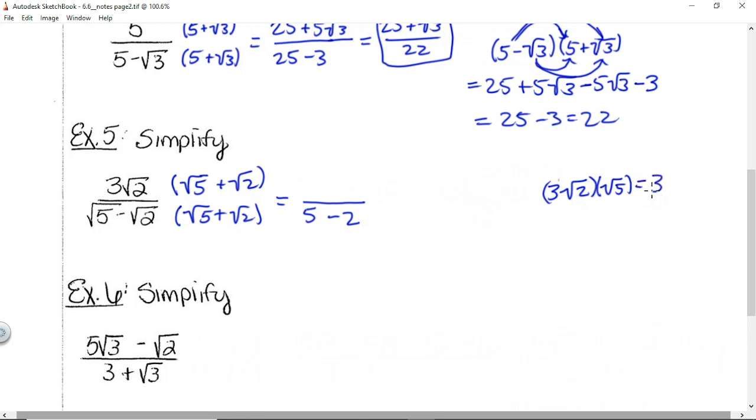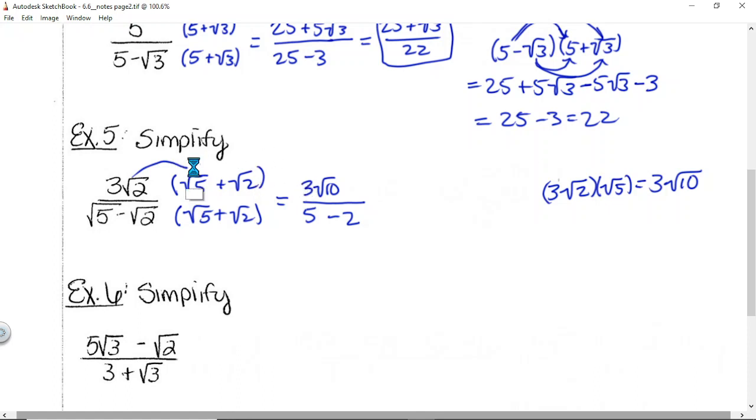Well, the 3 out front has nothing to multiply by it, right? It's the only number outside, so it just stays there. Inside, you just take the 2 times the 5 and get 10. Okay, so that's all there is to that. So that goes here. 3 times the square root of 10. That's that from that first distributing, that times that, right?